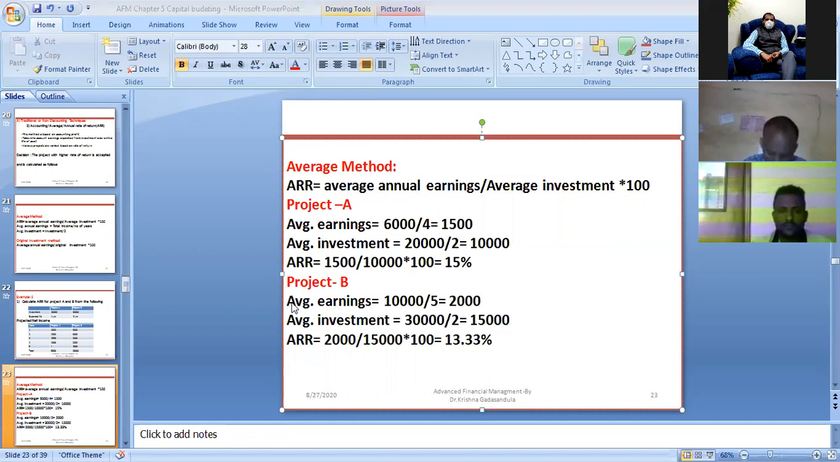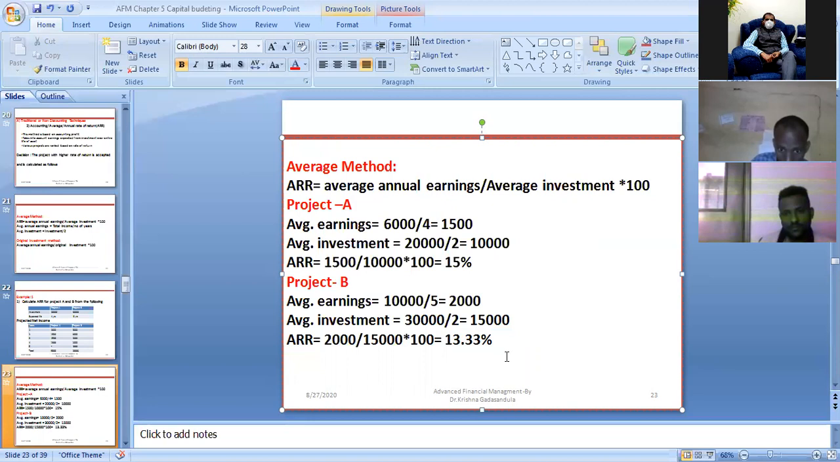And for project B, same formula, you can calculate average earnings. What is the total income? 10,000, I already calculated this, divided by the number of years, project B, 5 years. That equals 2,000. Average investment is 30,000 by 2, so average investment is 15,000. So ARR equals 2,000 by 15,000 times 100, which equals 13.33%.